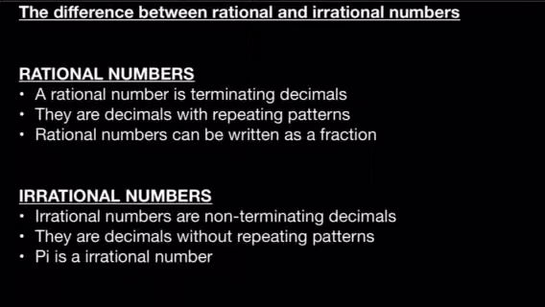Irrational numbers are non-terminating decimals. They're decimals without repeating patterns. So it's kind of like numbers that just are random. And also, a little fun fact is that pi is an irrational number.